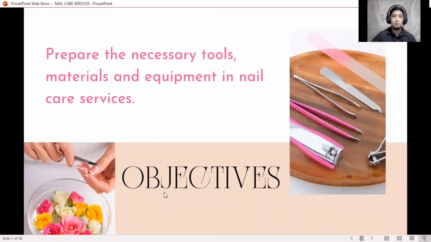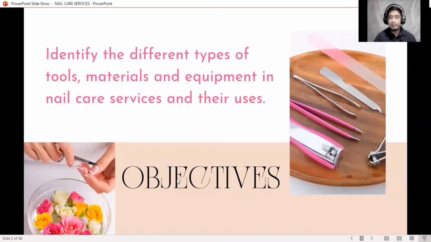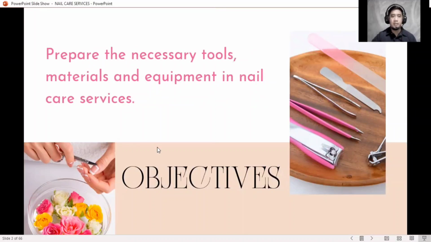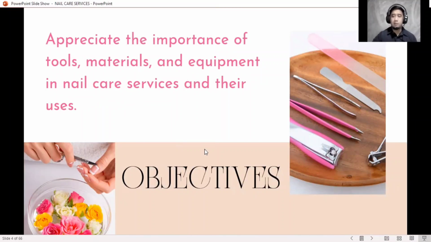First, we have to identify the different types of tools, materials, and equipment in the nail care services and their uses. So what are the different materials that we use in nail care services? Our second objective is to prepare these tools, materials, and equipment in the nail care services. And the last objective for today is to appreciate the importance of tools, materials, and equipment in nail care services and their uses. So ano nga ba ang importansya ng mga tools, equipment, and materials na ito?